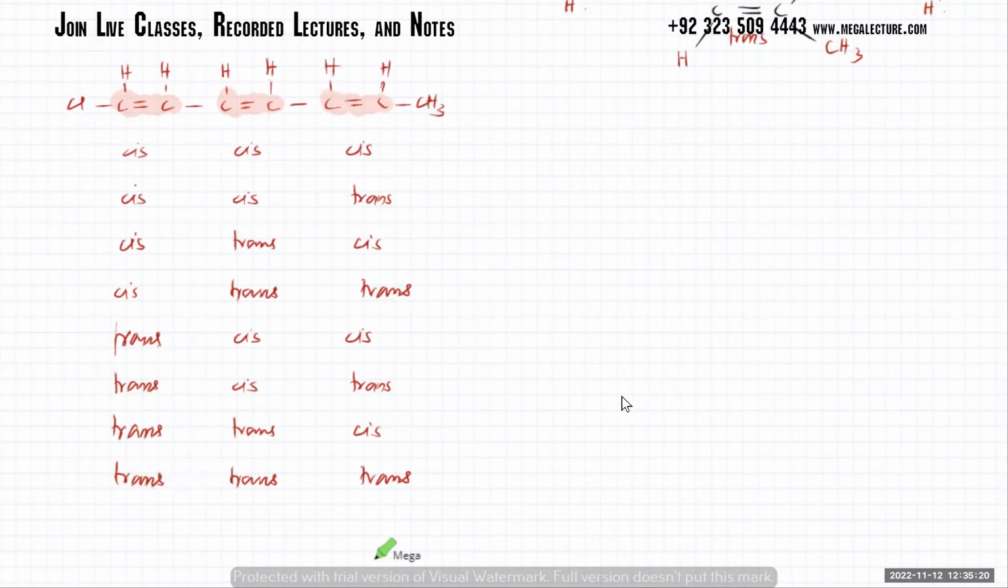And trans. You clear? Yes sir. So there's 8. So there would be 8 geometric isomers for this one.